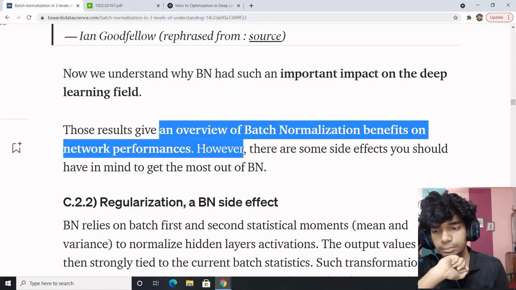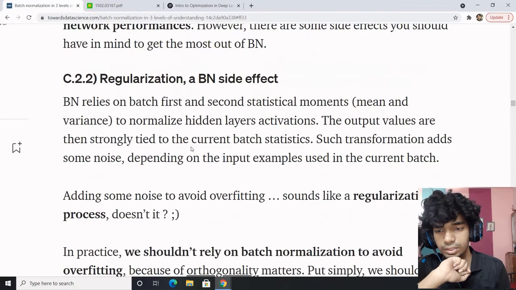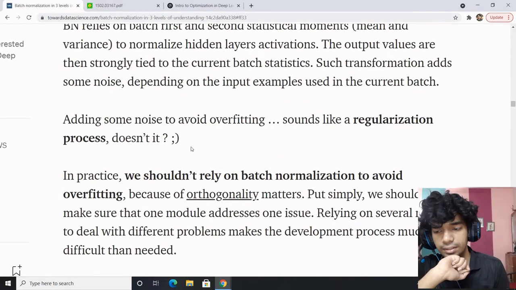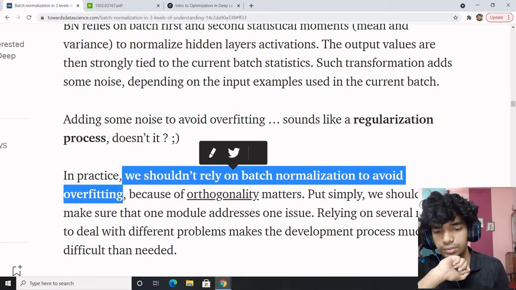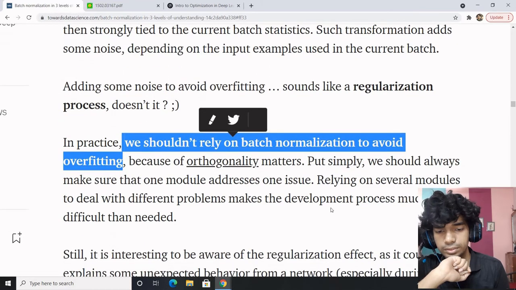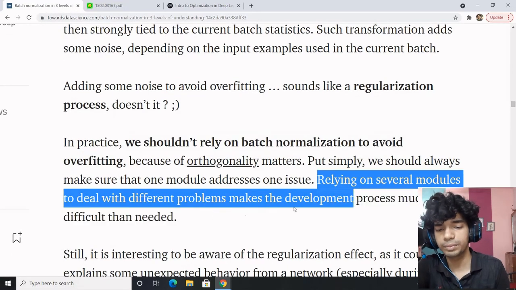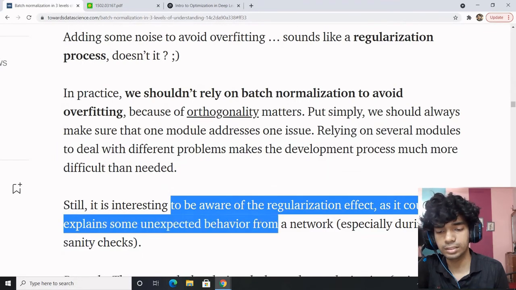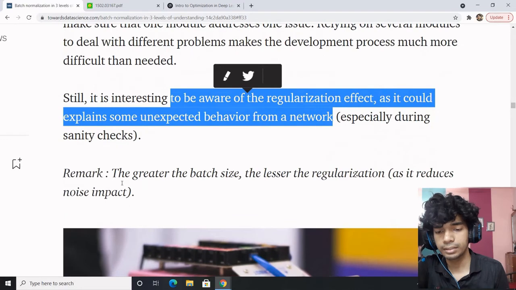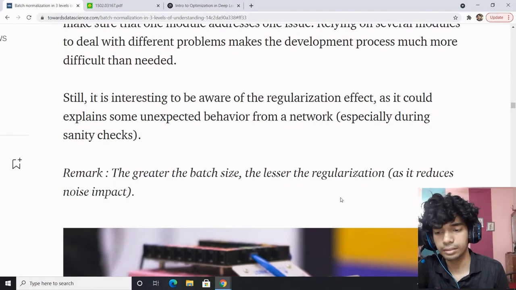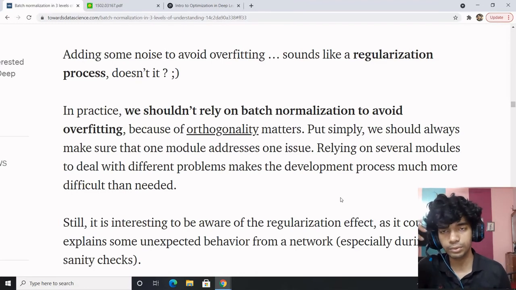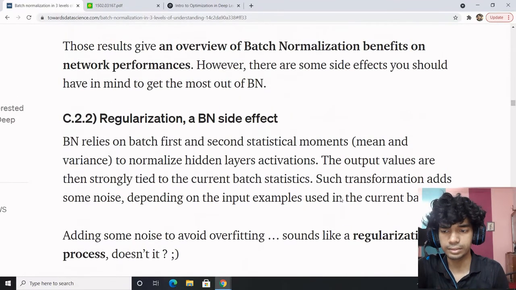An overview of the batch normalization benefits on the training performances. Is there any side effect? In practice, we shouldn't rely on batch normalization to avoid overfitting. Put aside, we should always make sure that one module addresses one issue. Relying on several modules to deal with different problems makes the development process more difficult than needed. Still, it is interesting to be aware of the regularization effect. It could explain unexpected behavior from a network. The greater the batch, the lesser the regularization, as it reduces the noise impact. So the best way to counter the regularization effect is to have a greater batch size, provided your RAM memory supports it. If your RAM memory does not support it, you need to adjust with other regularization methods.